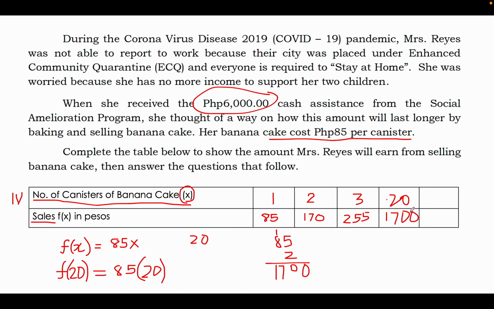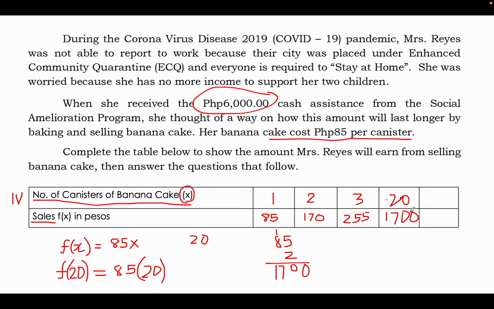Yung susundin nyo lang yung format niya dyan using the Polya's 4-step rule. Di ba? Step 1 dyan, identify nyo muna yung given tsaka yung what is asked. So, independent variable tsaka dependent variable. And then, sa step 2, gagawa kayo ng function gamit yung table na yon. And then, step 3, gagamitin yung function na yon para mahanap yung tinatanong sa problem. And then, step 4, look back.